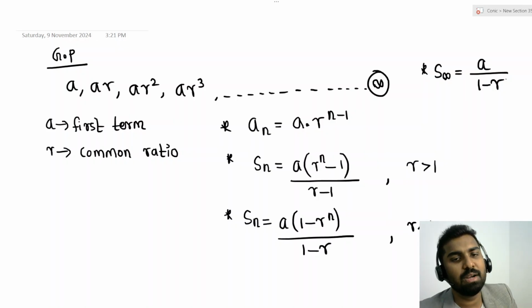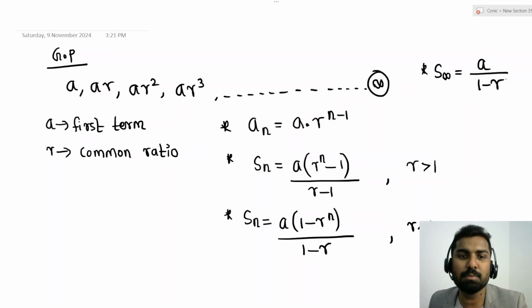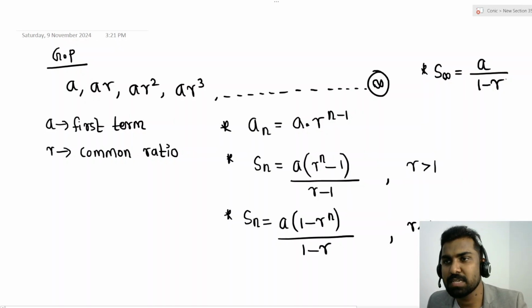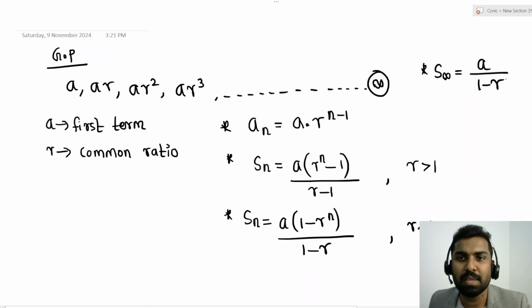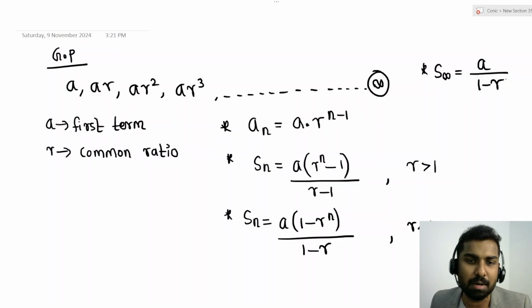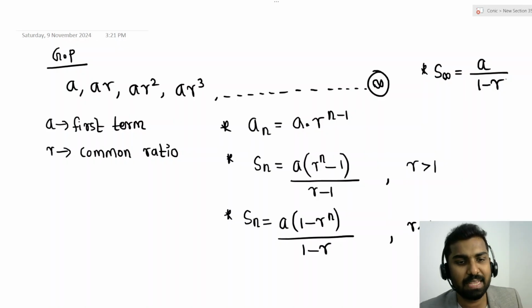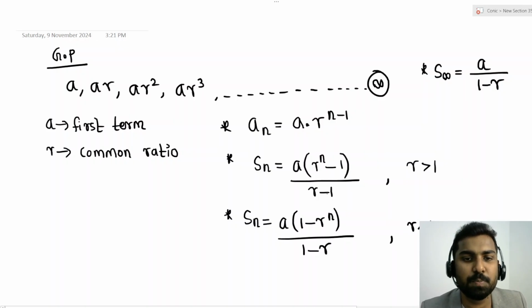So you only have to keep in mind that we have four formulas. First, the nth term of a GP is a into r to the power n minus 1. Second, regarding the sum, we can use the formula Sn equals a into r to the power n minus 1 divided by r minus 1, and also Sn equals a into 1 minus r to the power n divided by 1 minus r, irrespective of the value of r compared to 1.